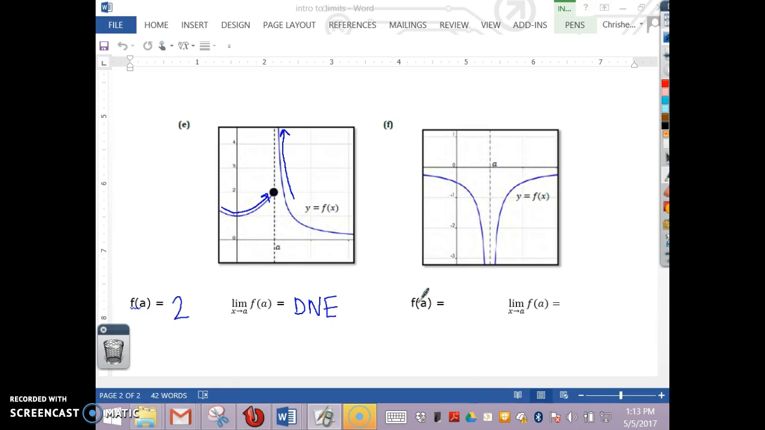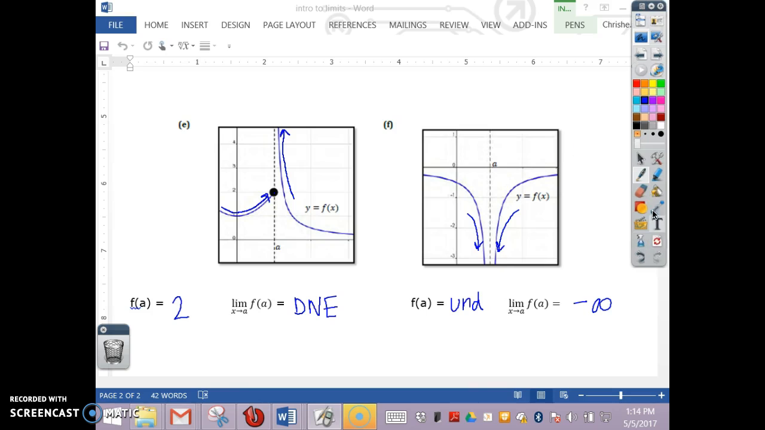This part's asking us, what is the y value when x is a? That's right here. Well, this looks like it's going down to infinity, and it looks like there's an asymptote here. So we're going to say that it's undefined. There is no value for a. This is an asymptote. But the limit, if this side's going down, this side's going down, so our limit is negative infinity. Both of them are going down to negative infinity.